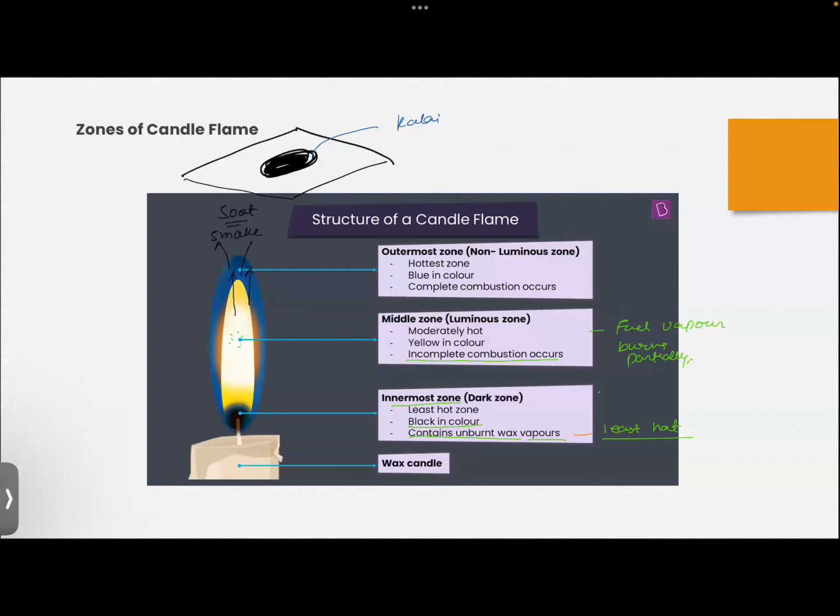We are doing this chapter, combustion and flame. Today the chapter will be finished, and we'll be doing some questions from this chapter later on. Hope I'm properly audible to everyone, and my screen is also visible.